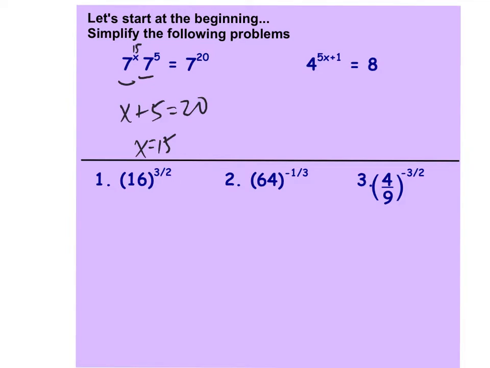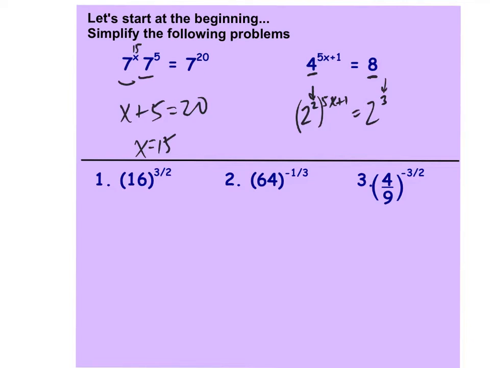The second one here takes a little more work because we want to try and get to the same base. It becomes unusual when we have the 4 as a base on the left side and the 8 as a base on the right side. So let's convert these to be the same base. And if you think about what base might work here, 2 squared to the 5x plus 1 would equal 2 to the third. Now, this takes another turn with the fact that this is squared and this is cubed. So we've got a little more work to do here.